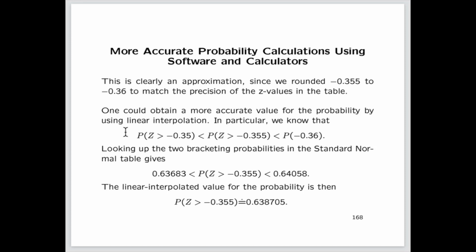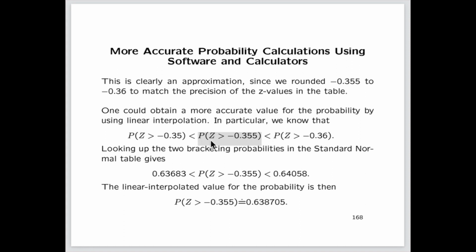All right, so for example, we know that the probability that we're after, right here inside both inequalities, the probability that z is greater than negative 0.355, is going to be greater than the probability that z is greater than negative 0.35 and strictly less than the probability that z is greater than negative 0.36. I see I've got a typo here. Perhaps I can fix that for us. Okay, so that's better.